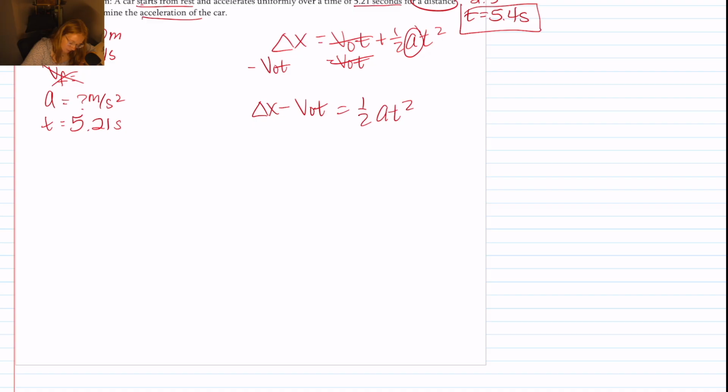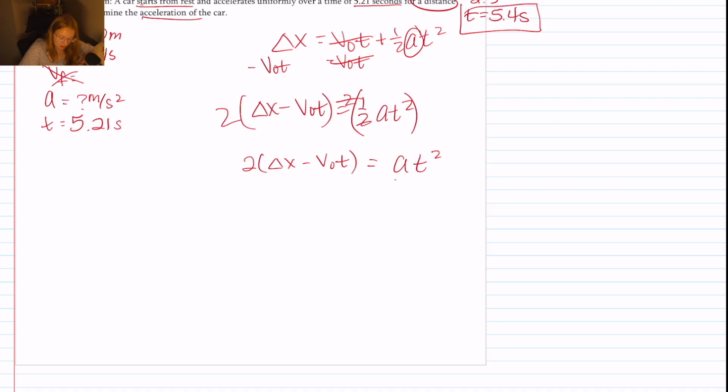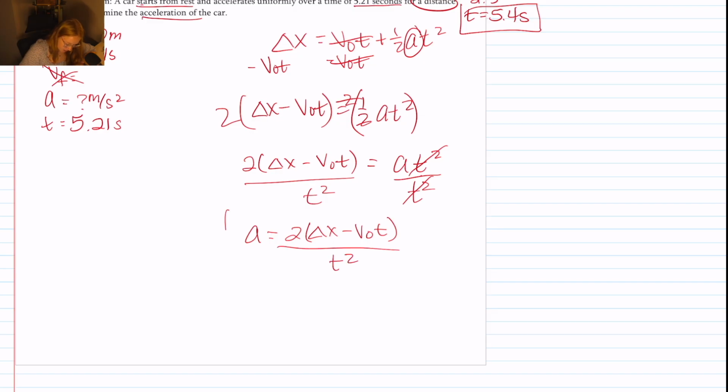Okay, so still working our way to a, we have 1/2. Remember, think of that as 1 divided by 2. So if we're dividing by 2, multiply both sides by 2. So we have 2 times change in x minus v naught t. And then on the other side, we still have at squared. Okay, the acceleration is not being squared, so we don't have to take care of the square. We should not be square rooting. We can just move t squared to the other side altogether. T squared was being multiplied, so divide. Okay, so a equals 2 times delta x minus v naught t divided by t squared, and that would be your answer, but we're going to plug in our numbers.